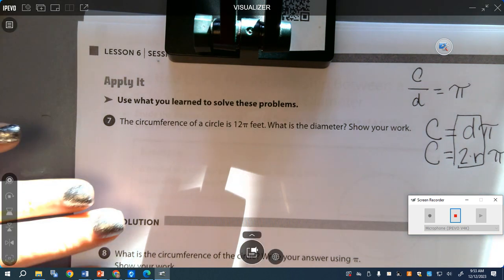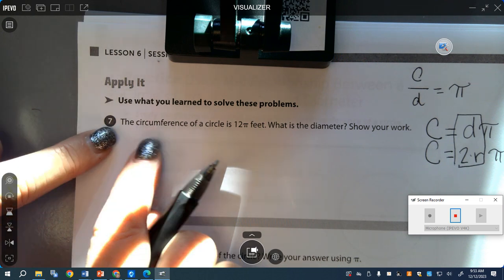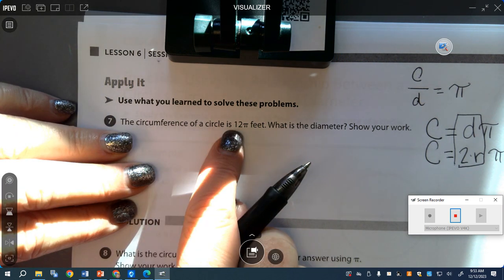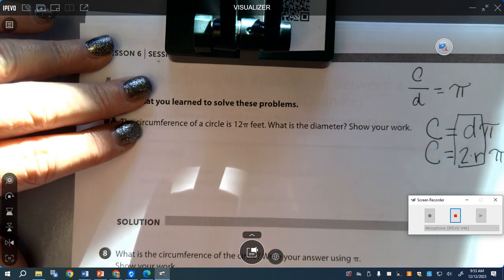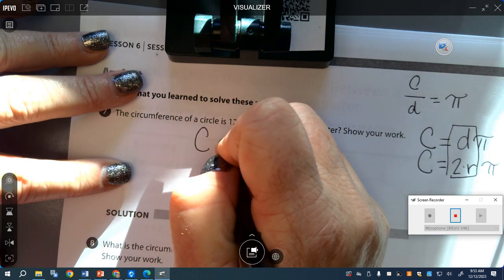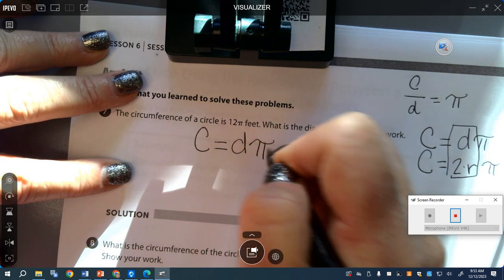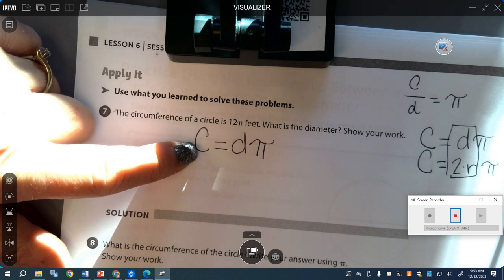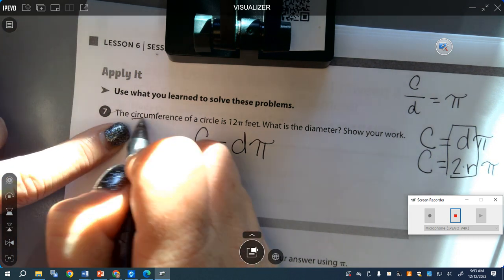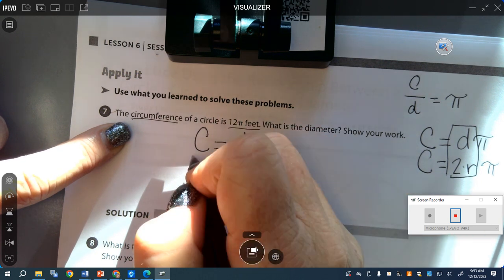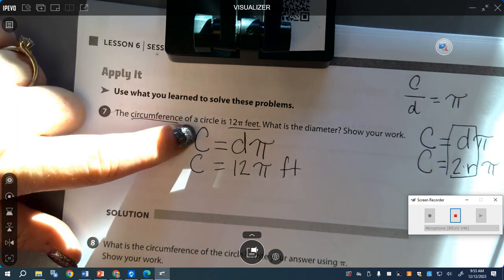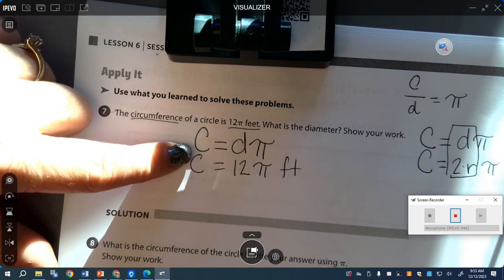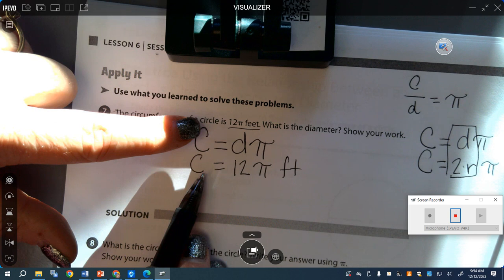Take a look at number 7. The circumference of a circle is 12 pi feet. What is the diameter? Watch what I'm going to show you. Here's my formula. Isn't that the formula to find circumference? So look at what it says. The circumference of a circle is 12 pi feet. A lot of people get super confused about a problem like this, so do not zone out. Circumference is C.